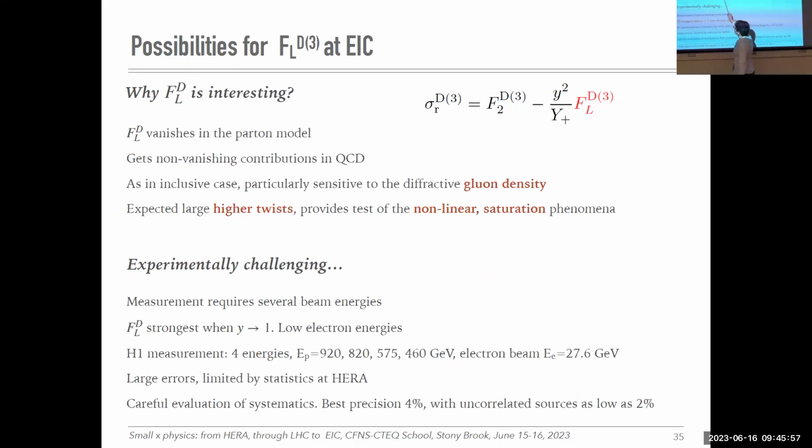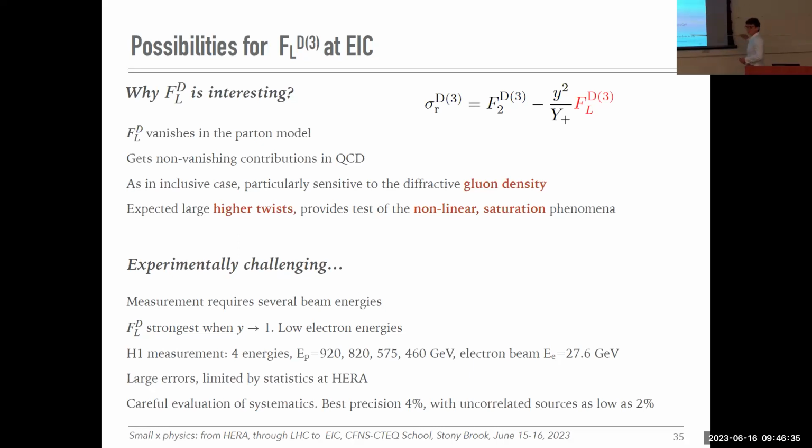Now, what is also possible at the EIC, and I argued that for inclusive FL, is to measure FL in diffraction. This quantity vanishes in the parton model, but gets a non-vanishing contribution in QCD. And as in the inclusive case, it is also very sensitive to gluon dynamics. So it is another very important observable that will help us provide information about saturation and nonlinear phenomena.